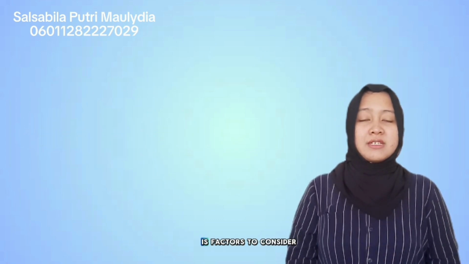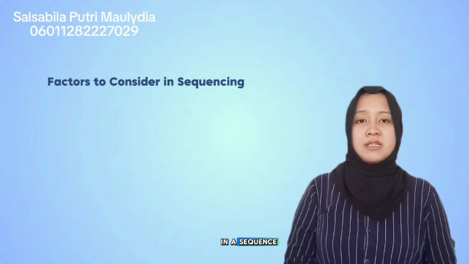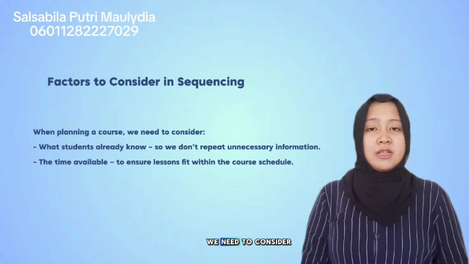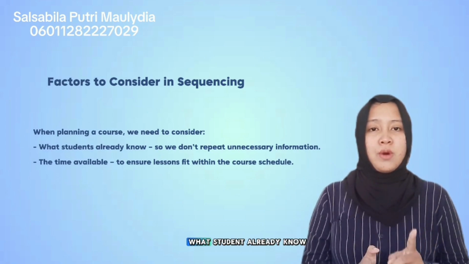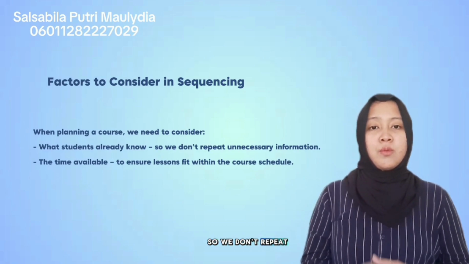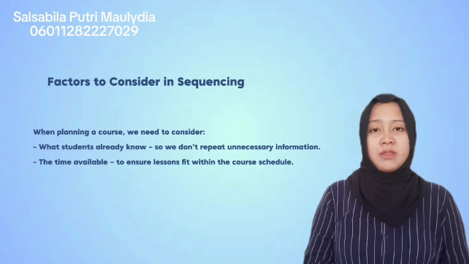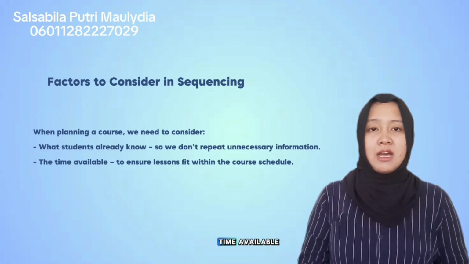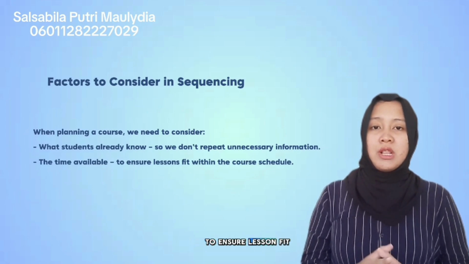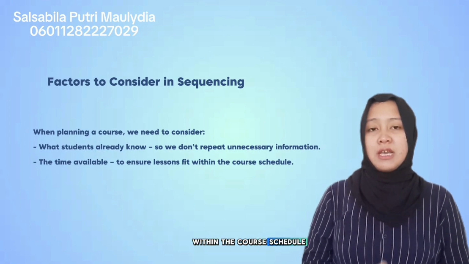And the seventh one is factors to consider in sequencing. When planning a course, we need to consider, first one, what students already know, so we don't repeat unnecessary information. Second one is the time available to ensure lessons fit within the course schedule.